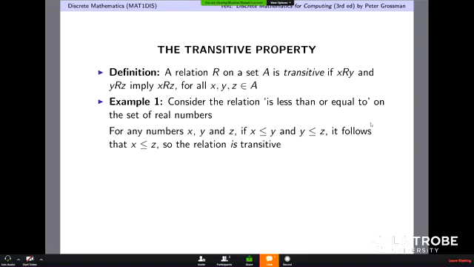X is the father of Y, Y is the father of Z, that doesn't mean X is the father of Z. X is actually the grandfather of Z. Right? So that's not transitive. It's a very good example. Any other example?